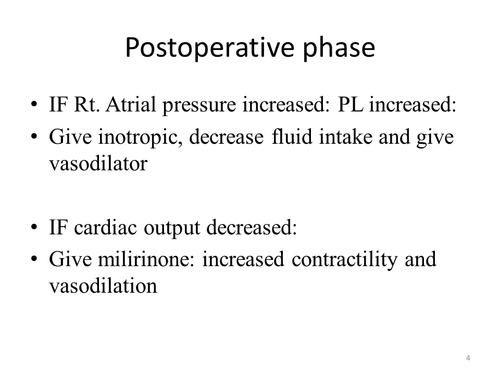If the right atrial pressure increased, meaning the preload increased, we can decrease fluid intake and give a vasodilator drug. If the cardiac output decreases, we can give the patient milrinone, which acts to increase the cardiac contractility and increase the cardiac output, and causes vasodilation, decreasing the afterload, so that it enhances the cardiac output also.